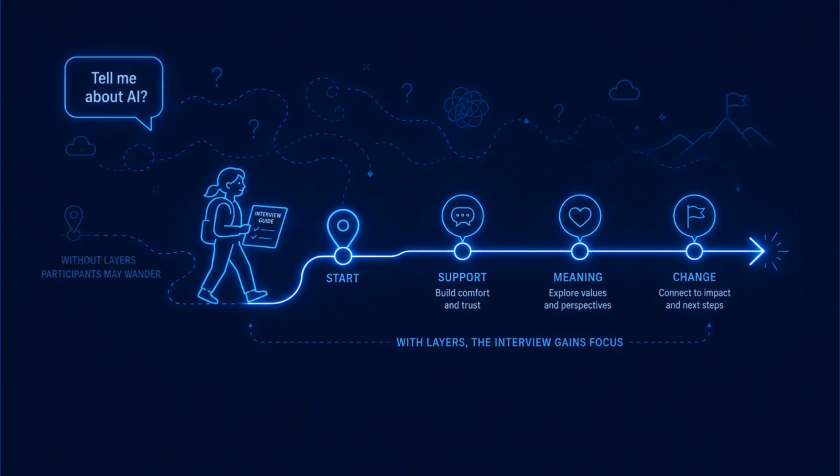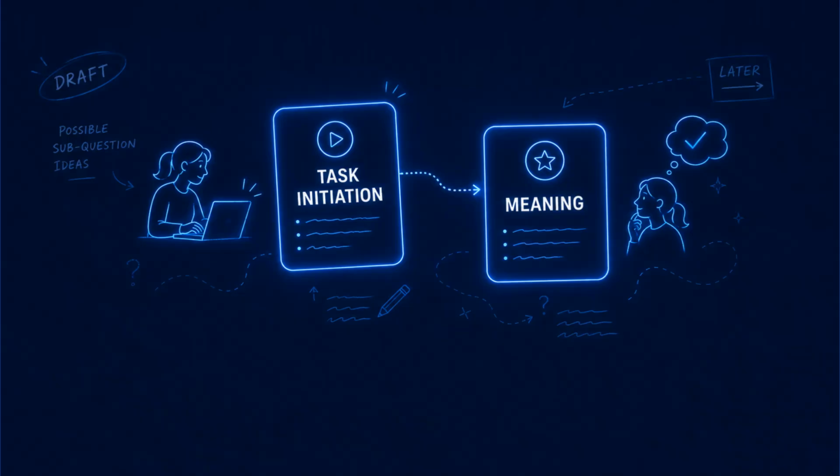This step also protects you from vague interview questions. Without layers, you might ask, "Tell me about your experience using AI." That question is open, but it is so broad that the participant may wander. With layers, you know which parts of the experience you need to invite. For example, the layer of task initiation may later become a sub-question about how learners begin academic work when AI is available. The layer of meaning may later become a sub-question about how learners interpret their own capability when using AI support. But do not rush there yet.